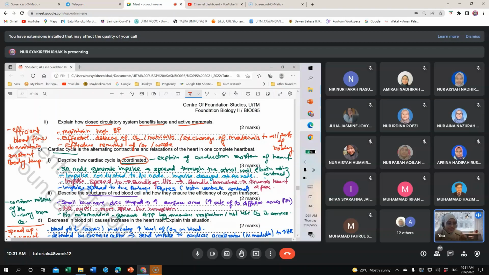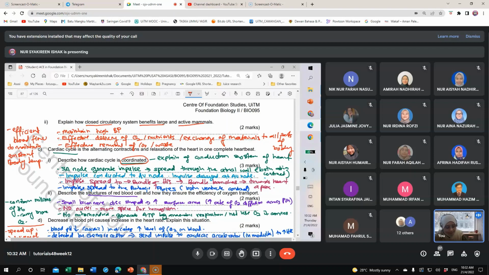So the SA node is the pacemaker, where the impulse is generated. The impulse generated by the SA node will spread through the atrial wall and cause the atria to contract. Then the impulse reaches the AV node. At the AV node, there will be a slight delay. Why a slight delay? To make sure all the blood in the atrium finishes contracting and enters into the ventricle. That is the function of the delay at the AV node.